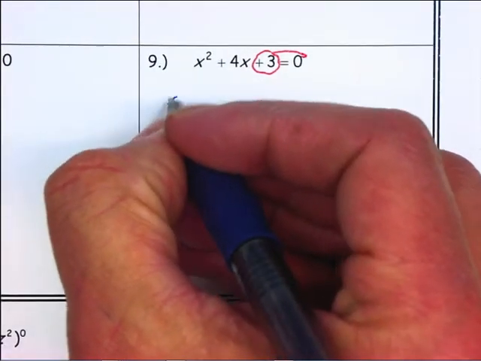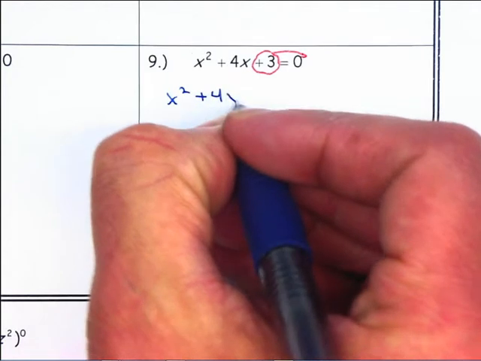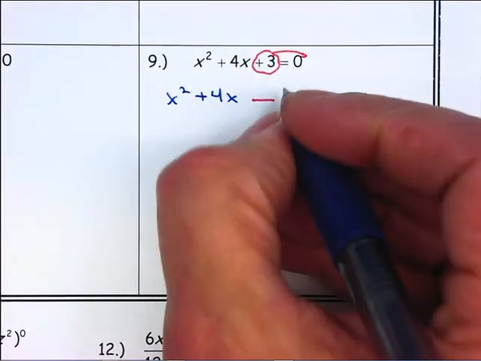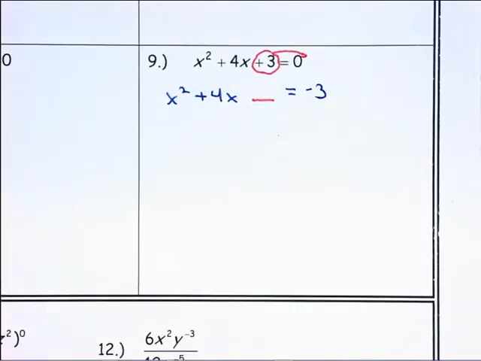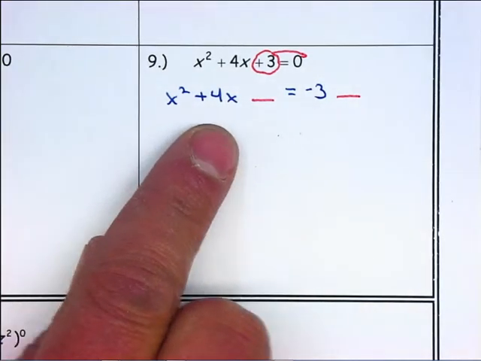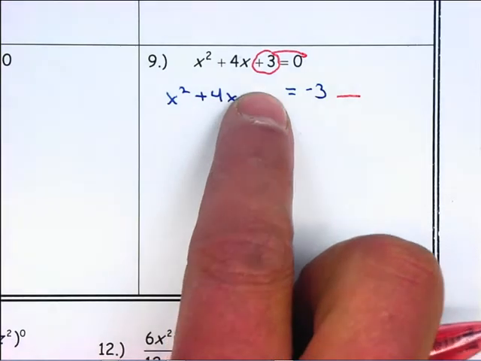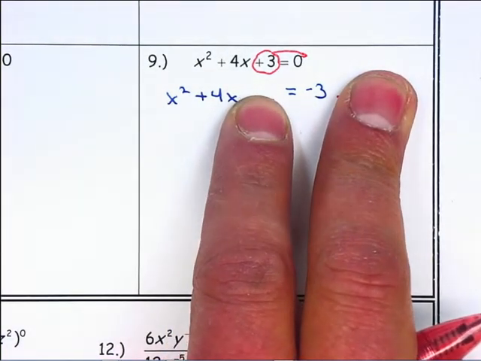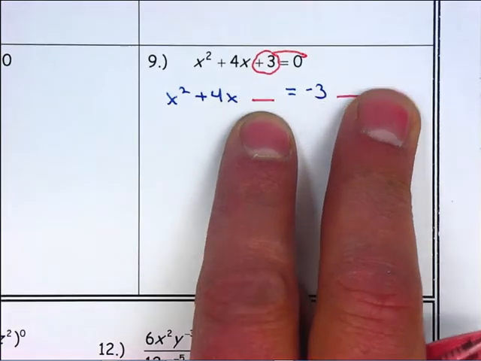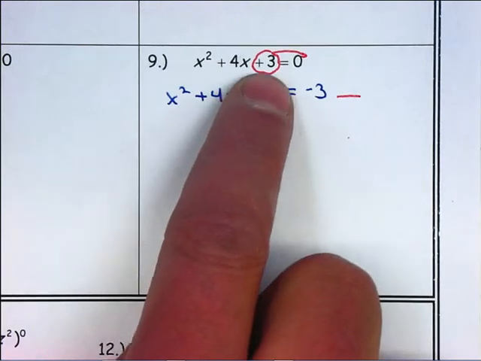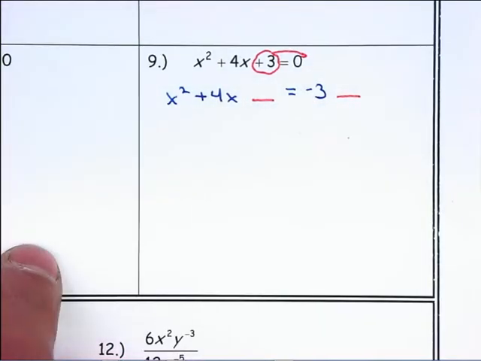We have x squared plus 4x, and I'm going to leave some space, is equal to -3, and leave some space. Now, on your quiz, the first step is going to be done for you. There are going to be times that the 3 is already moved to the right-hand side, so the only thing you need to do is make the spaces. In this case, we needed to move the 3 to the right, so it becomes a negative.